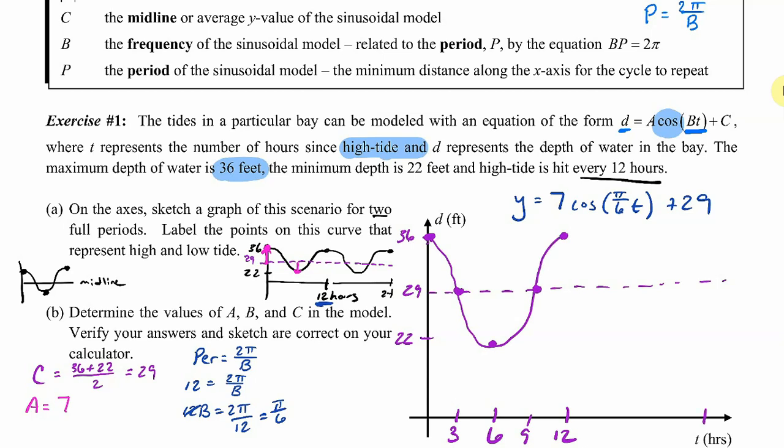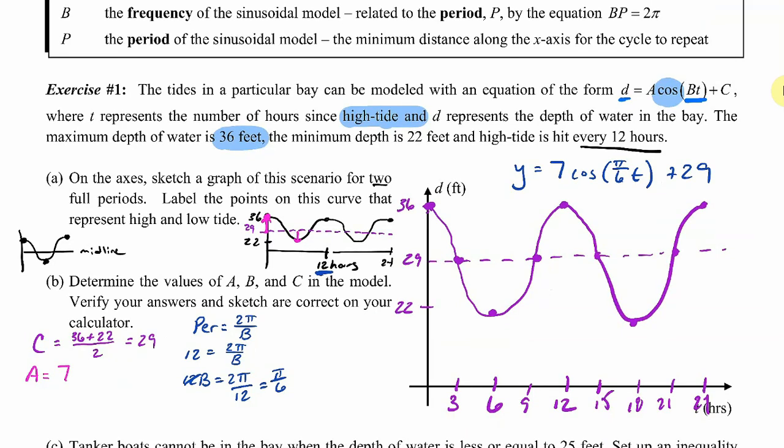Now I'm going to repeat that. Okay, I'm going to end at 24. Halfway in between those is 18. That's when I'll be at my low point, and that's going to give me 15 and 21 for the midlines. All right, and there we have it.